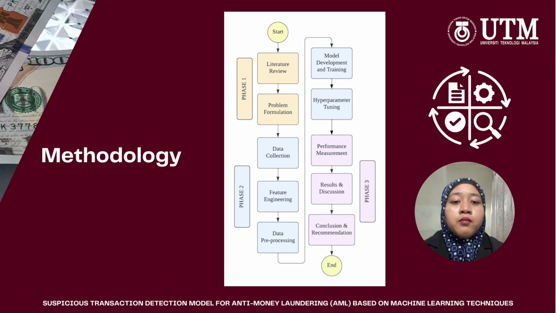Next, we have performance measurement. In this performance measurement, we have four: true positive, true negative, false positive, and false negative calculations to compute the accuracy, precision, F1 score, and so on. Not last, but we have results and discussion, where we compare the accuracy of each model. And then lastly is conclusion and recommendation for each model.